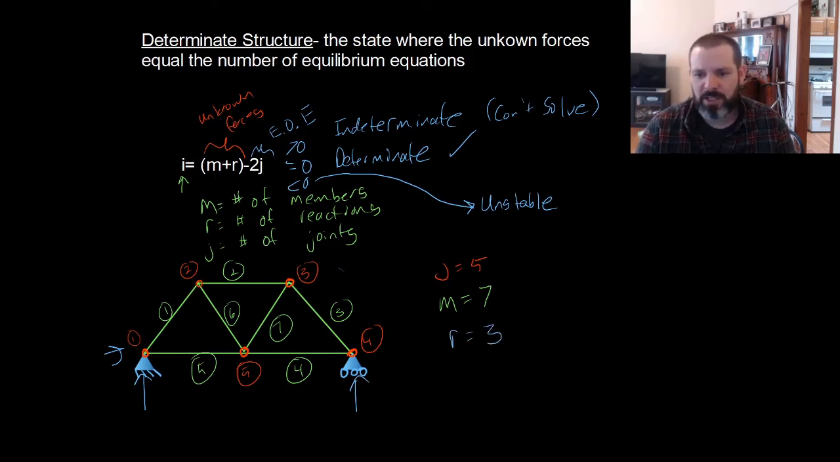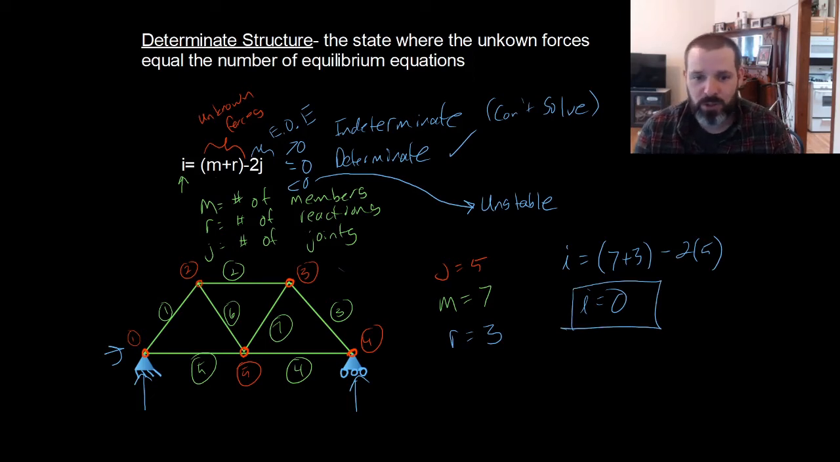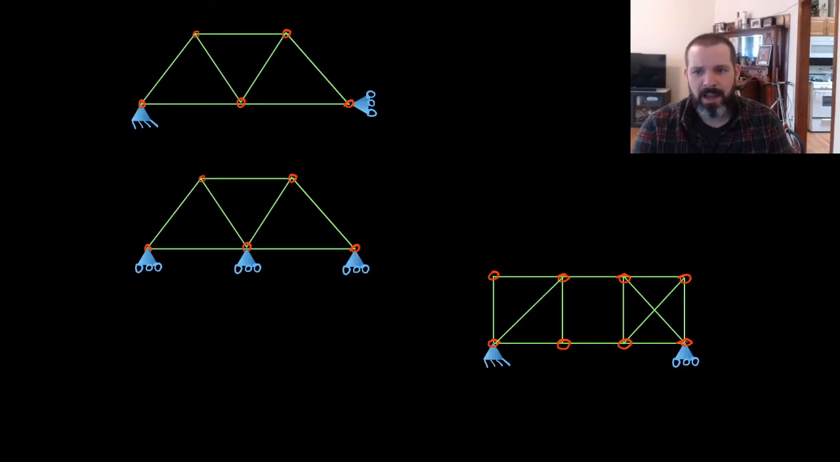If I do my equation, I is equal to 7 plus 3 minus 2 times 5. 7 plus 3 is 10. 2 times 5 is 10. I equals 0. This is a determinate structure. If I were to have loads put upon this, I would be able to solve it. Now, that equation is a rule of thumb. It can easily be tricked.